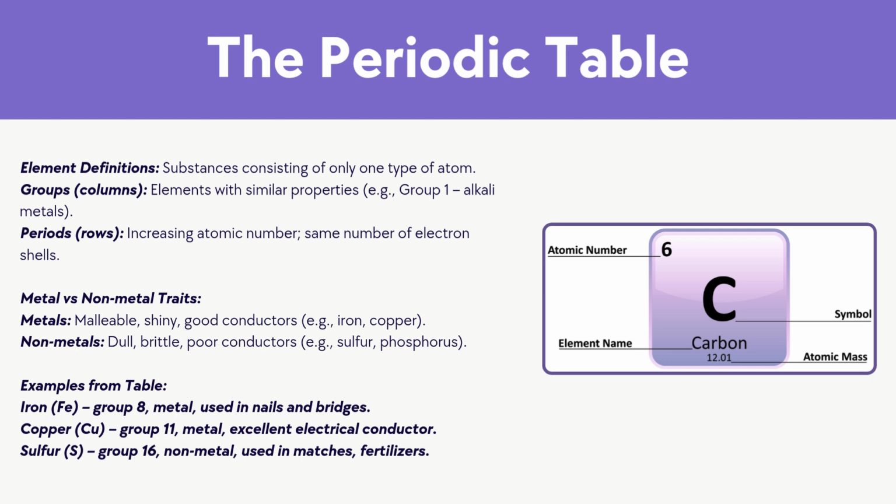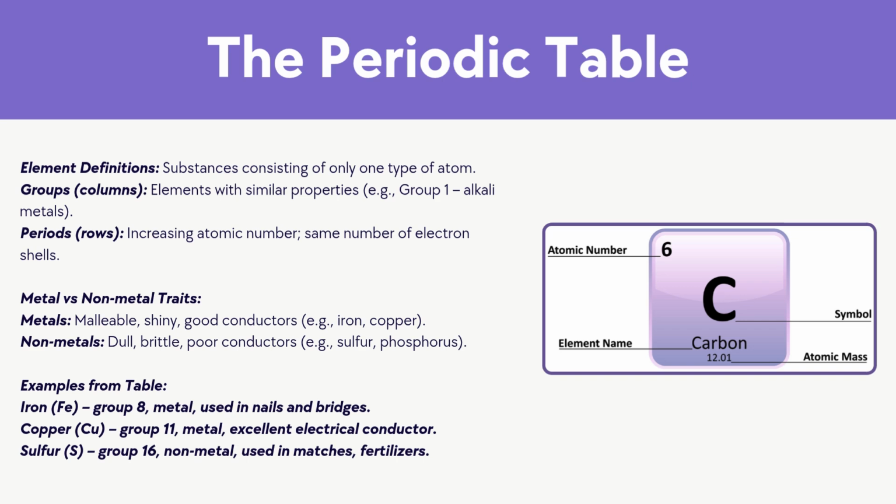So I want you to also look at this block here, carbon. The number 6 represents the atomic number. The element's name is carbon. The symbol C means every element has its own symbol, and then underneath is the atomic mass. So you will always have the atomic number on top and the atomic mass down below.